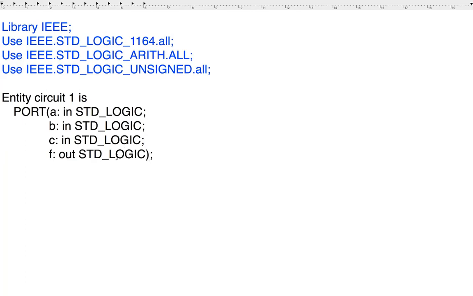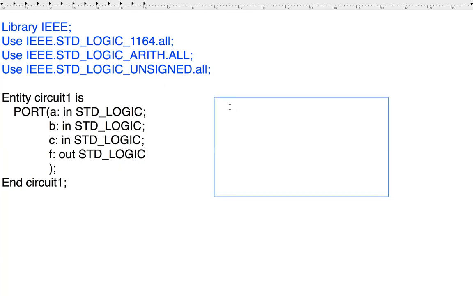Then you end it with the semicolon here. This is what it'll look like. The last statement you don't have a semicolon at because it's right outside the parentheses. Okay, you have to end your entities with an end statement. So end and then the name of the entity, circuit1. Okay, I'm going to draw this out so you guys know what circuit1 looks like. How I was able to do it is make a box for the entity. If you ever have to draw it out, our entity here is going to be circuit1.